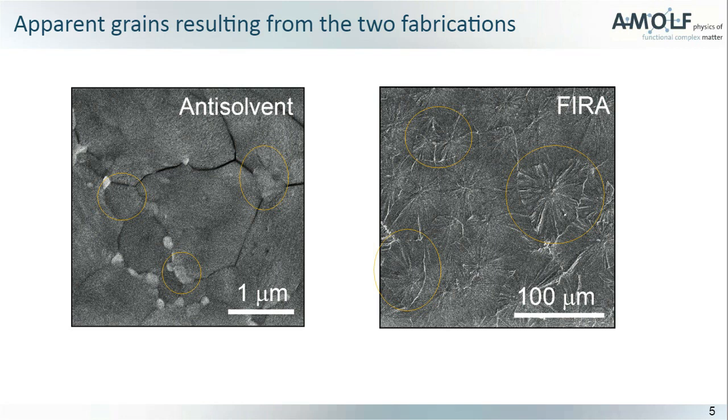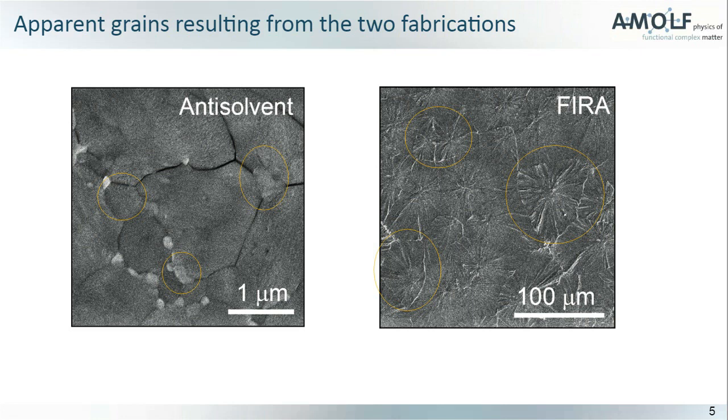The result on the morphology of the film is shown in this slide, and you have on the left very small grains, about 400 nanometers to 1 micron in size, and then on the right you can see that the size of the grains looks much larger. It's about 700 micrometers.